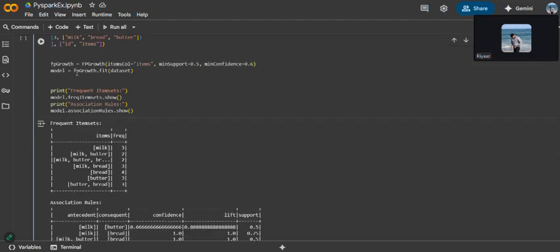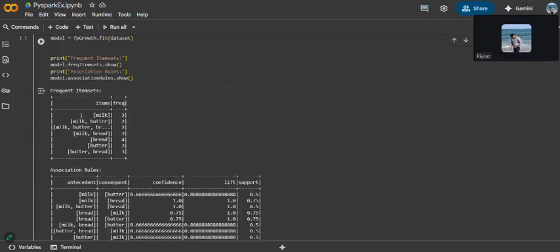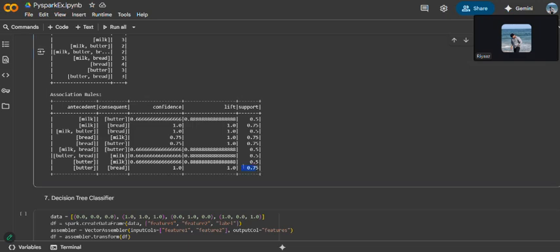Here milk appears three times and bread four times. Milk plus bread appears together three times. So the rule milk and bread has confidence 3 by 3 equal to 1. Like that, the rule bread and butter has confidence 3 by 4. That's why we are getting 0.75.